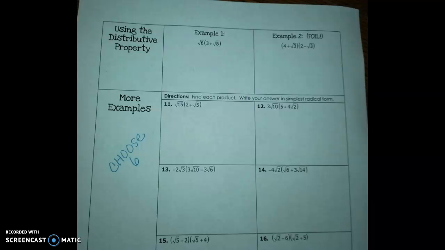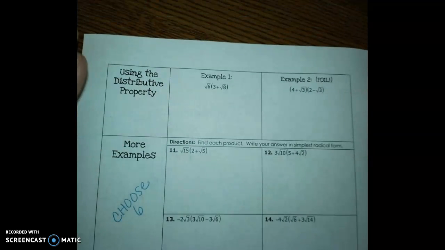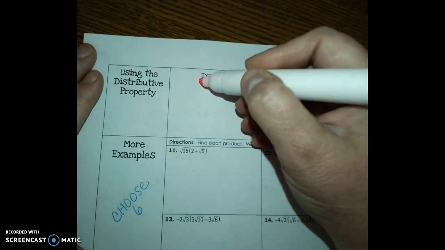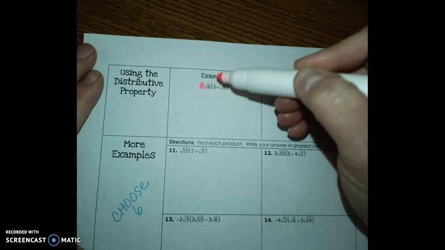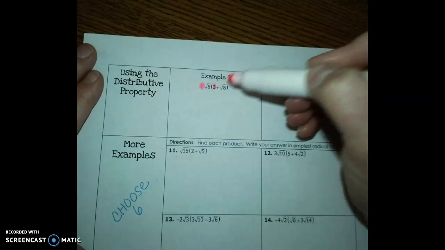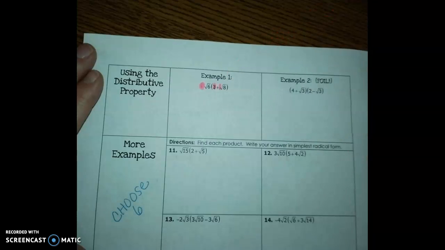All right, so now we're on the back of our note page, and we're going to make this a little bit more complicated, and we're going to do some distributing. But the rules still hold true, coefficient to coefficient, and radicand to radicand. So let's take a look at our first example here. Our coefficient would be the number in front. This would be a coefficient, and there's the number in front there.